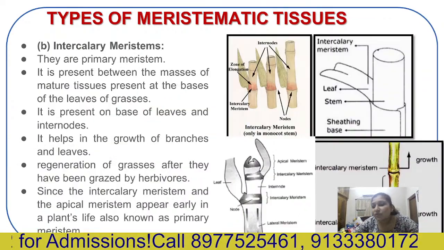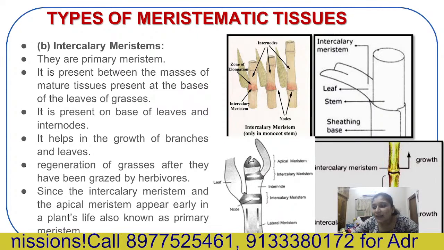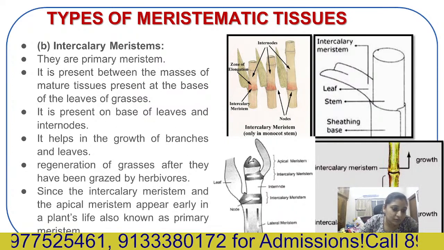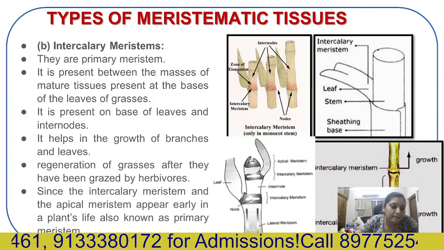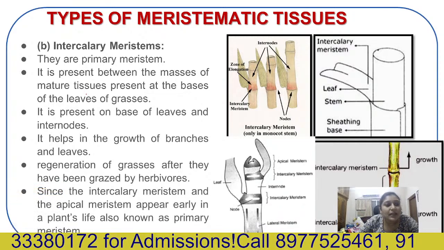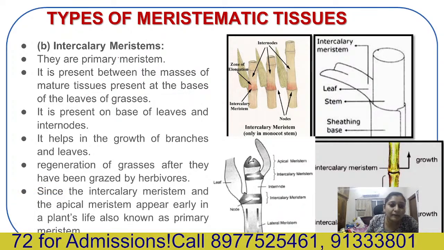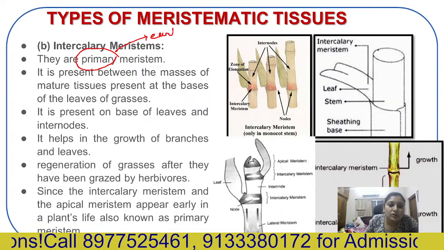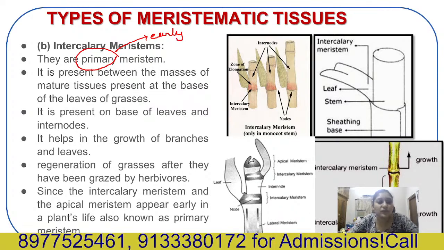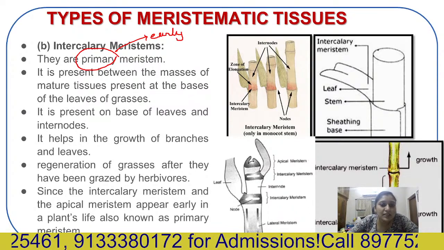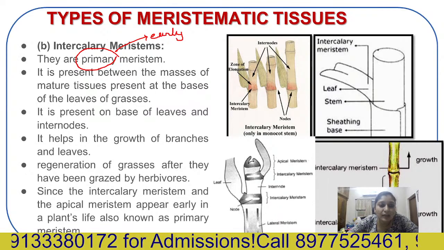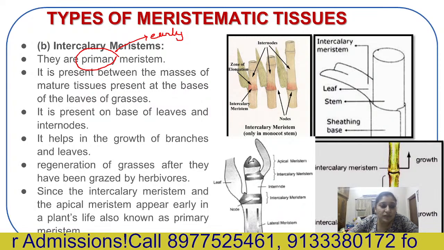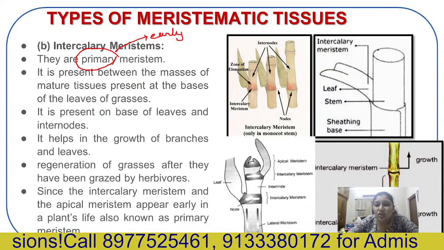Next, types of meristematic tissue, in that the second type is intercalary meristem. So yes, intercalary meristem, they are primary. Again, remember primary means appearing in the early stage of the life cycle of the plant. So it is present between the masses of the mature tissue and present at the bases of the leaves of the grasses. So it is present on the base of the leaves and the internode. So base of the leaf.